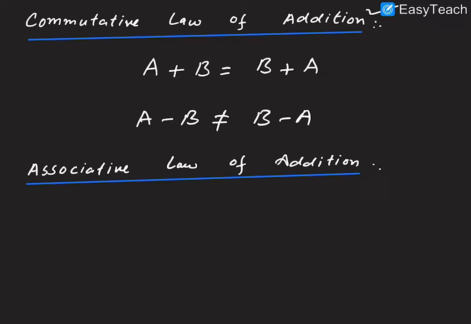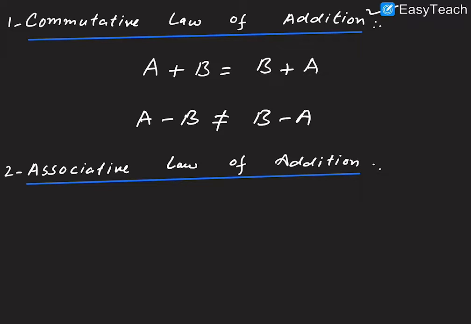So if A and B are two matrices of the same order, then A plus B equals B plus A, which is called commutative law of addition. This is number 1. Number 2, you can say these are the properties of matrices.